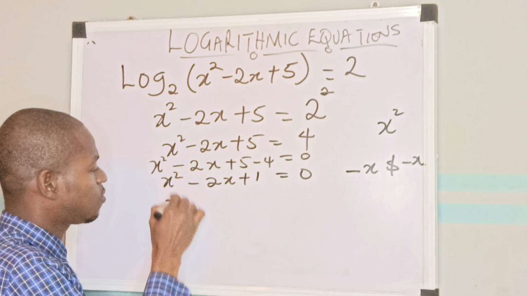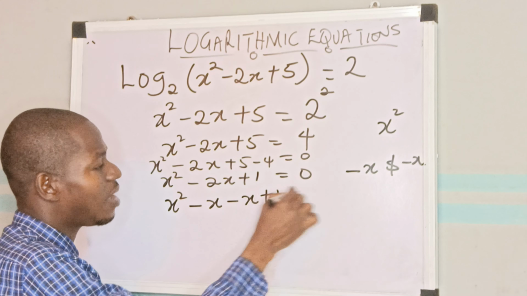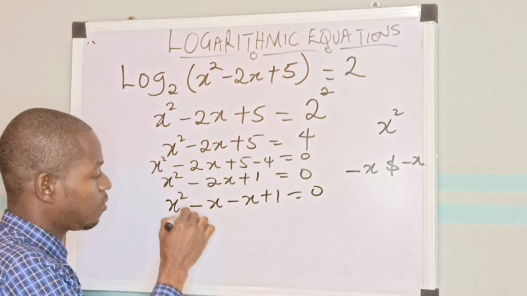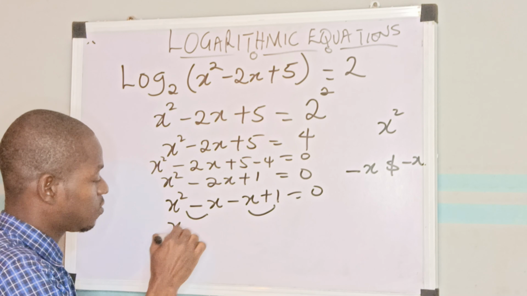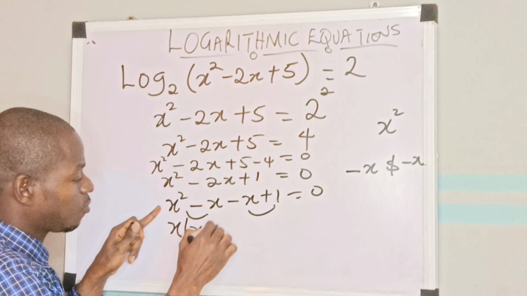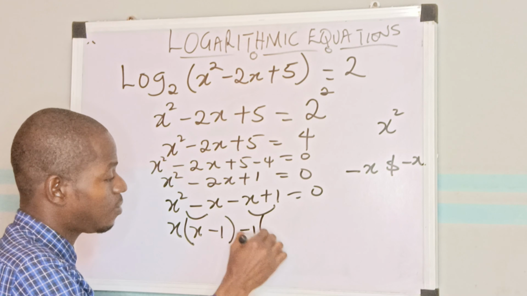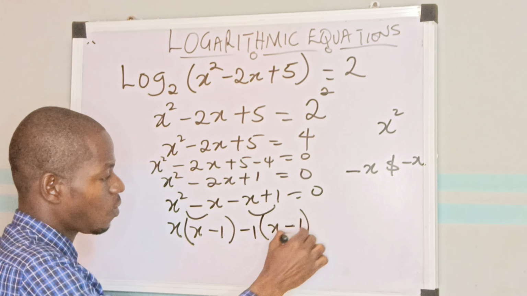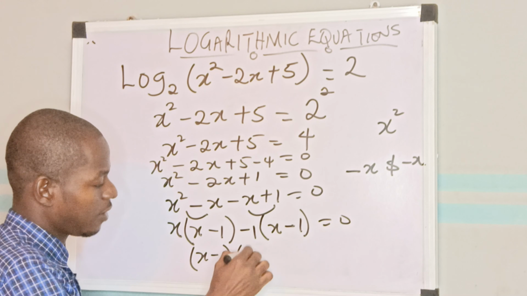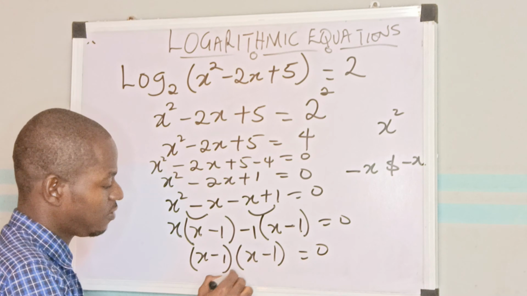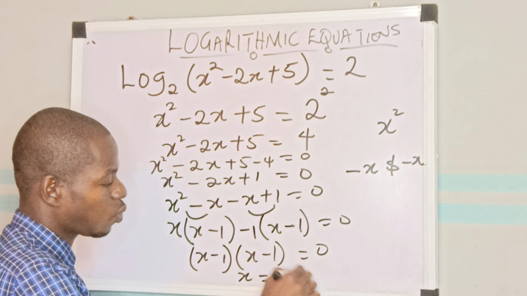So this becomes x squared minus x minus x plus 1 equals 0. Now factorize, group them. What's common here? You have x into bracket x minus 1. What's common between these two? Minus 1 into bracket x minus 1 equals 0. So you have x minus 1 squared equals 0. That means x, when you solve this, is equal to 1 twice.